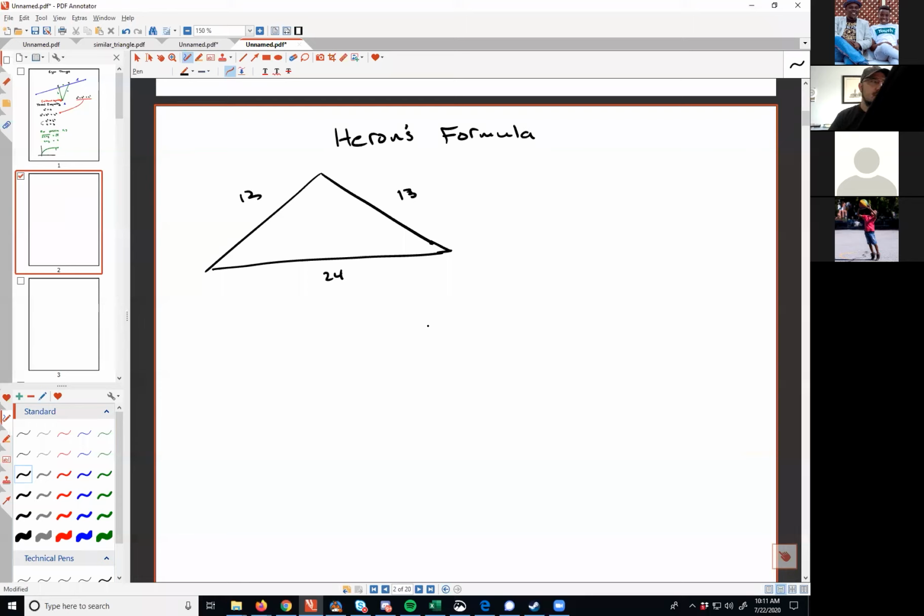Well, I'm not too sure, but with the sides being the same, 13 and 13, it means it's an isosceles triangle. So the altitude would touch the middle of the base. So then we could solve it like this.